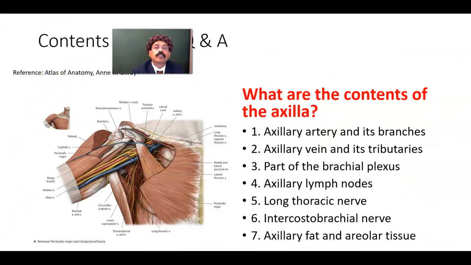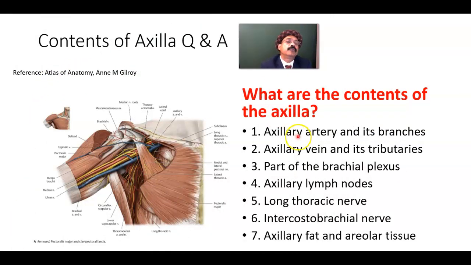So the contents of the axilla: we should get the axillary artery and its branches, the axillary vein and its tributaries, parts of the brachial plexus, and axillary lymph nodes. Actually we have groups of multiple lymph nodes. The long thoracic nerve innervates the serratus anterior on the medial wall. The intercostobrachial nerve is present in the floor of the axilla; it is the lateral cutaneous branch of T2 that is associated with cardiac referred heart pain. We have a lot of axillary fat and areolar tissue in the dissection.